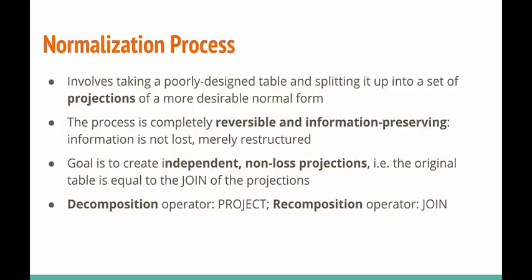We don't want to lose any information, we just want to shuffle it around. Our goal is to create independent, non-loss projections, meaning we don't lose any data, and we can bring it back to the original using the join operator. So our decomposition operator is project. So when we talk about splitting tables and normalization, we're talking about projection. Our recomposition operator, if we want to bring everything back to the way it was, is join.